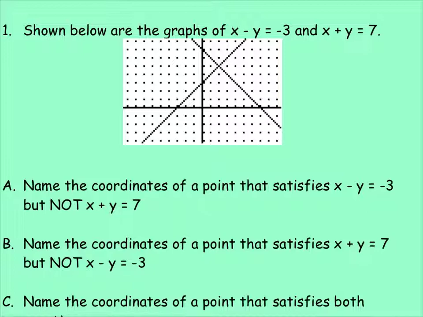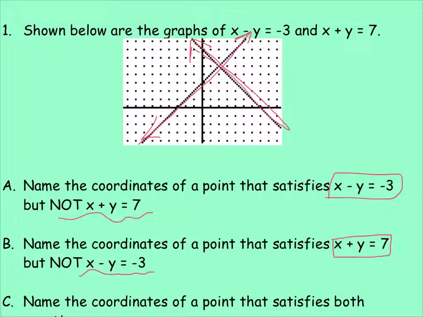So the first thing they say is that they need you to name the coordinates of a point that satisfies this equation, but not that equation. The next statement says satisfy this equation, but not that. So here we have our x and y axis, and here is one line, and there's another. So we need to figure out which is which.